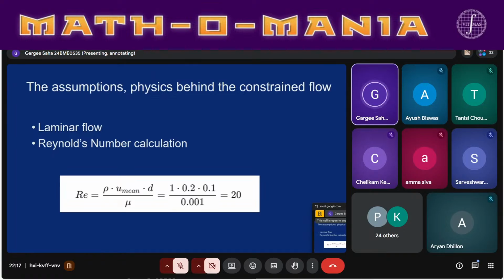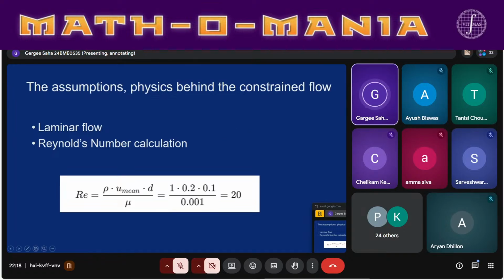So Re equals 20 is a relatively low Reynolds number, whereas the laminar to turbulent flow transition starts from 400. That is, the Reynolds number should be around 400 for the flow to be considered in the transition period. So that means that the fluid is flowing pretty smoothly in the chamber.